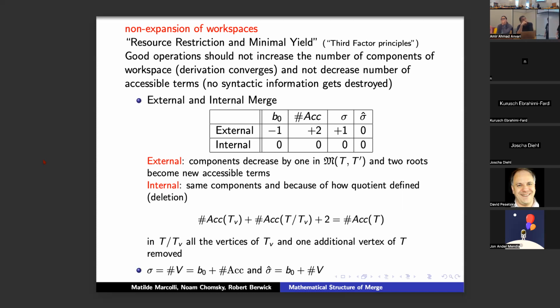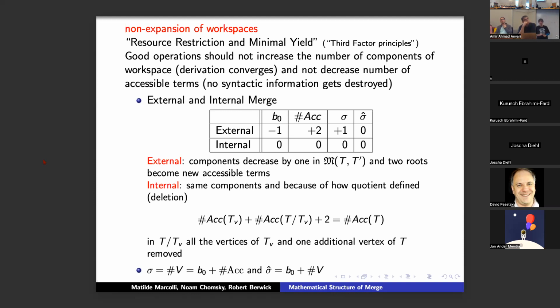Now, if one counts what happens when you do, for example, external and internal merge, the way you count how the number of accessible terms changes, but the number of components is clear. If I'm doing external merge, I'm taking two components and forming one of them, so my number of components is going down by one. In the case of internal merge, the number of components is not changing, because I'm just moving one piece of a component back to itself.